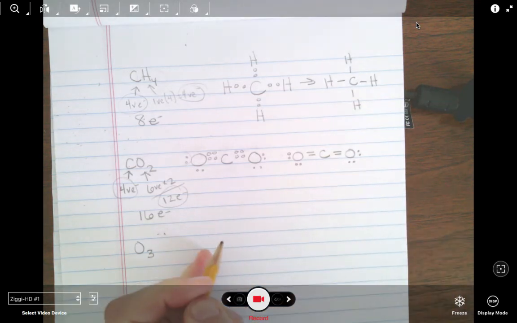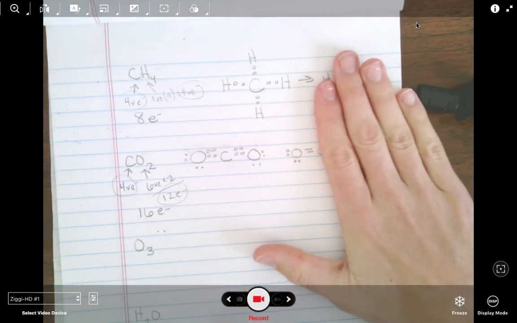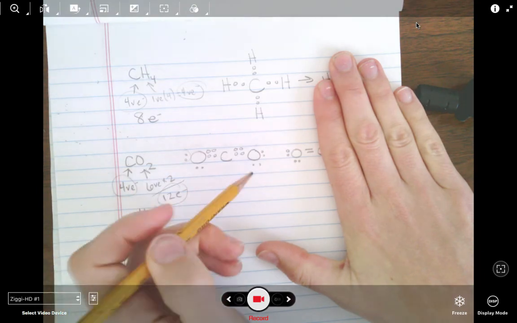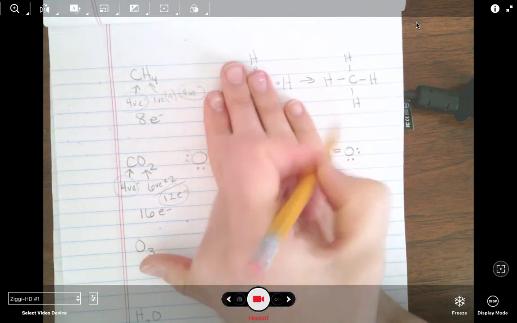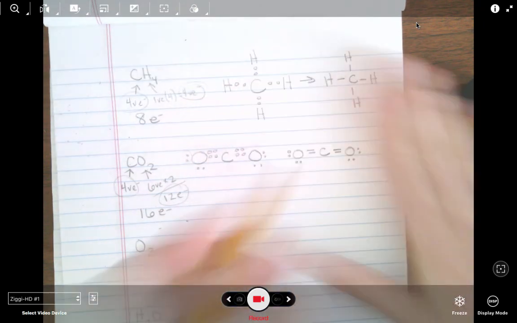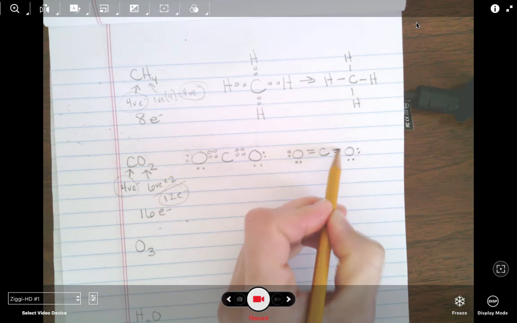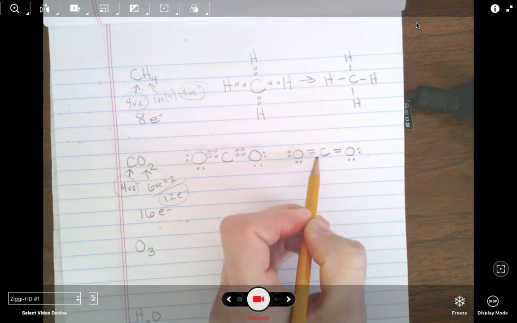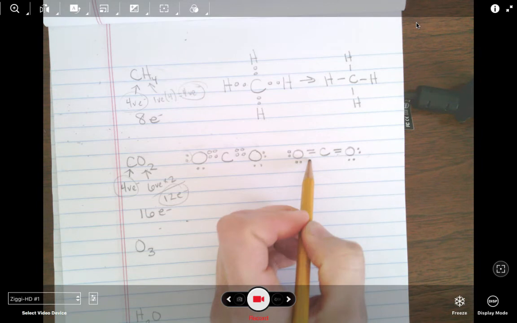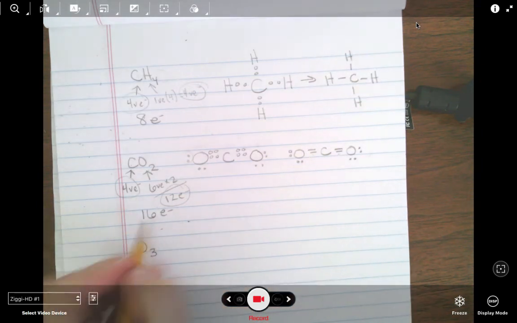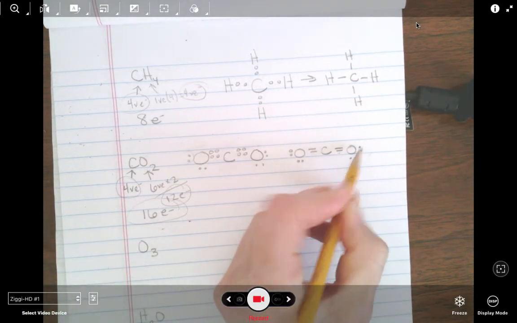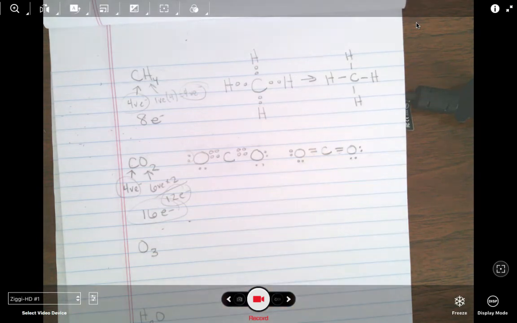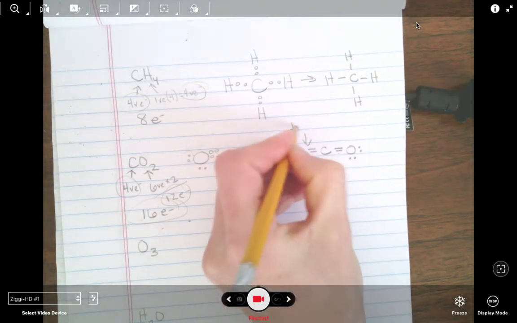And so now I'm going to cover up my oxygen and count if 8 valence electrons are surrounding the oxygen. So I have 2, 4, 6, 8. 2, 4, 6, 8. My carbon, 2, 4, 6, 8. All of the elements in this molecule have 8 valence electrons, and I'm going to go back in and make sure that I have 16 to make sure that I did it right. So I have 2, 4, 6, 8, 10, 12, 14, 16 electrons. So this is perfect. This is called a double bond.